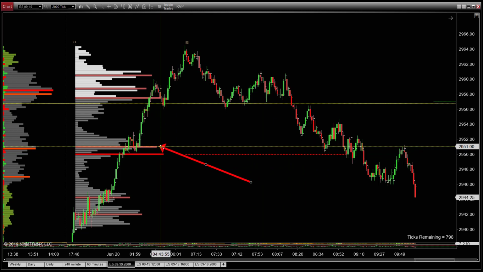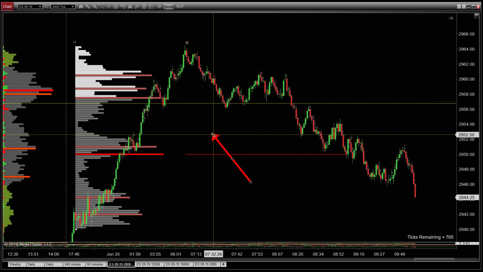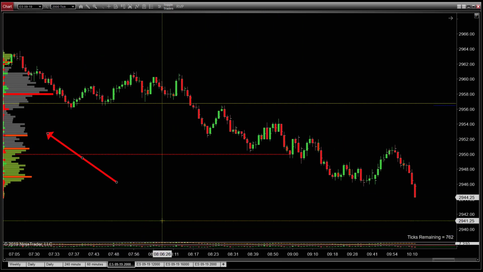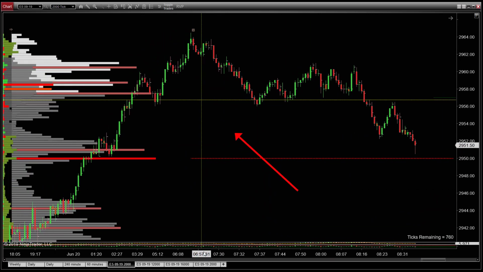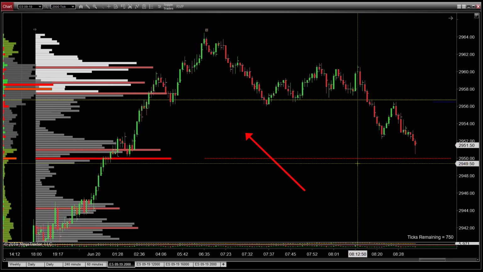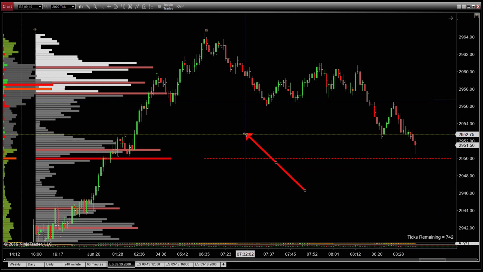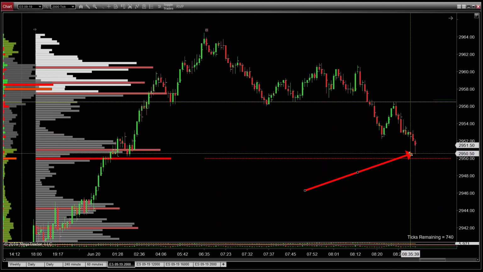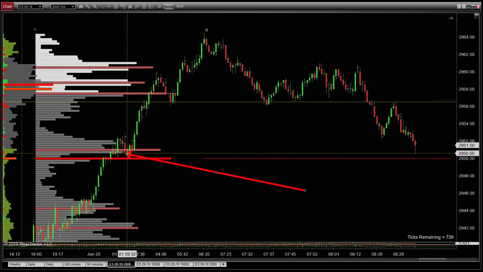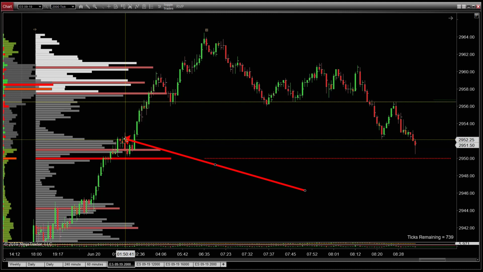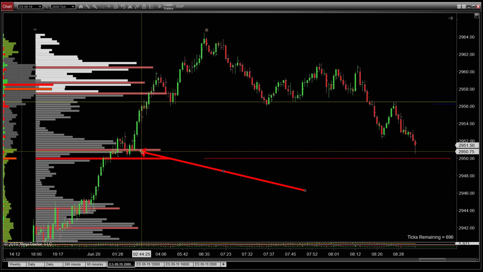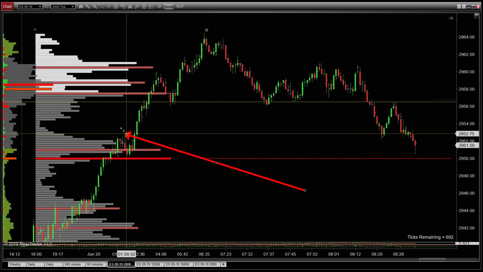I'm looking for this shelf of volume, and you can see it. There's a candle before, and it actually did a little bit of rejection right here, and there's a shelf of volume here on the bottom. If you've watched a lot of my videos, I talk about how price will test the top of the volume node, and it'll test the bottom of the volume node.